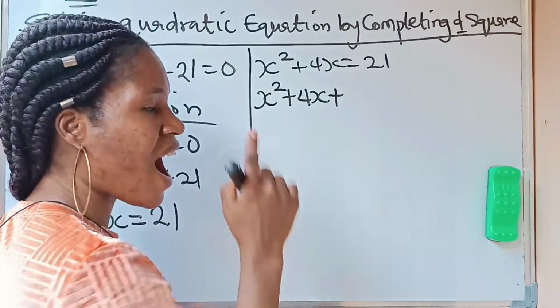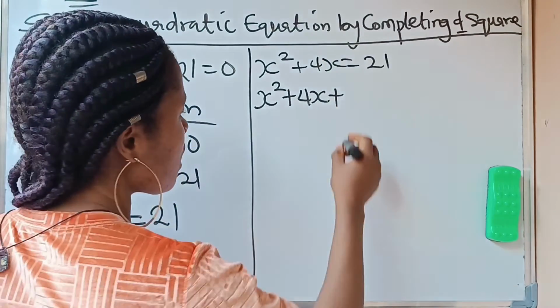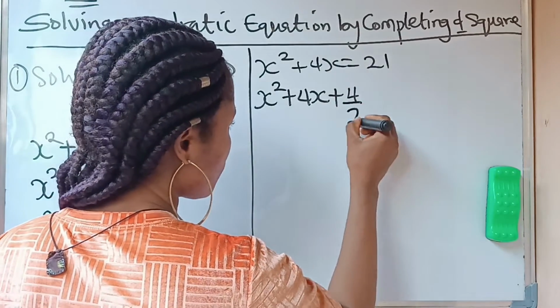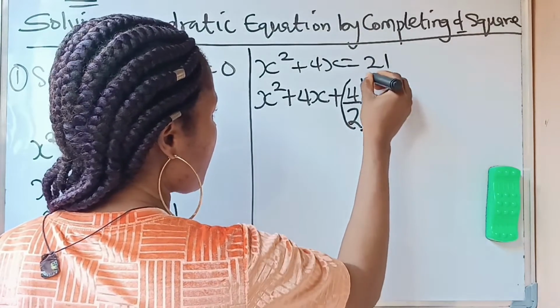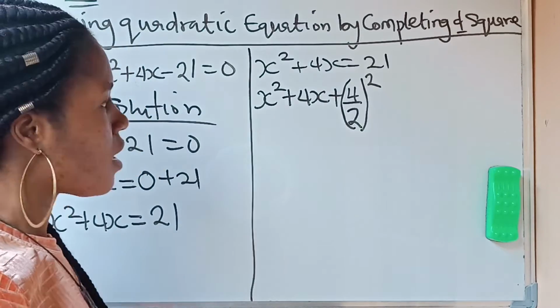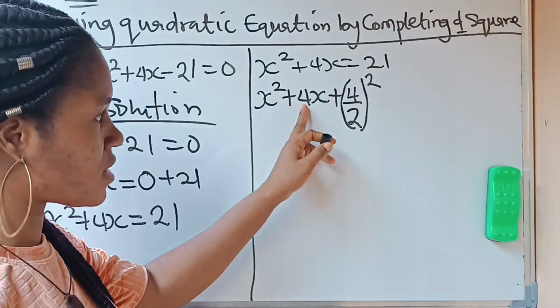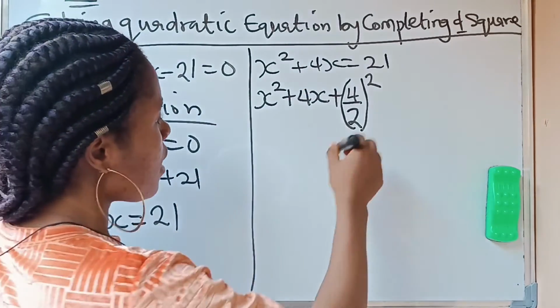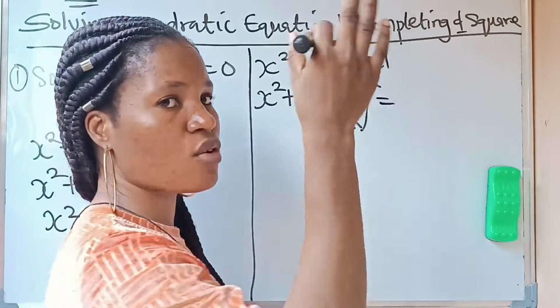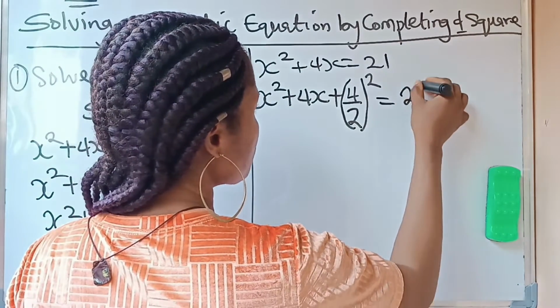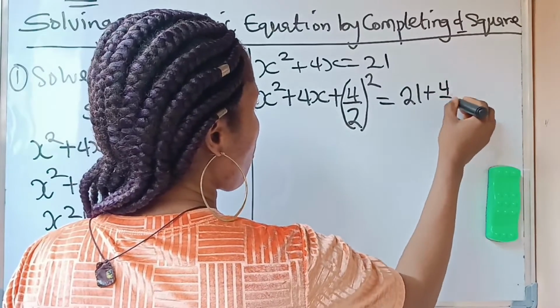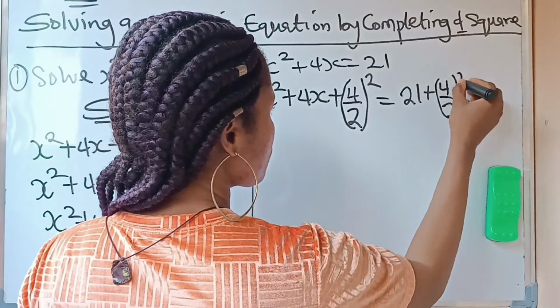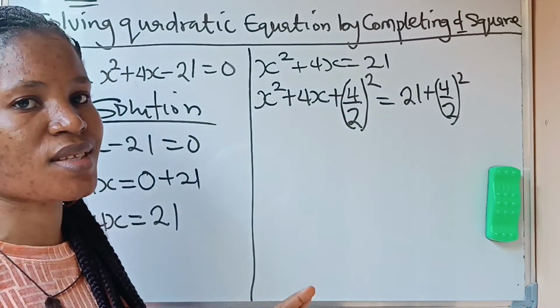Now I'm going to get half of that coefficient of x, so it's going to be 4 over 2. This is half of it, and I'm going to square it. Half the coefficient of x, squared. Is equal to 21 plus 4 over 2 squared, because you do the same to the right hand side of the equation. This is the first step.